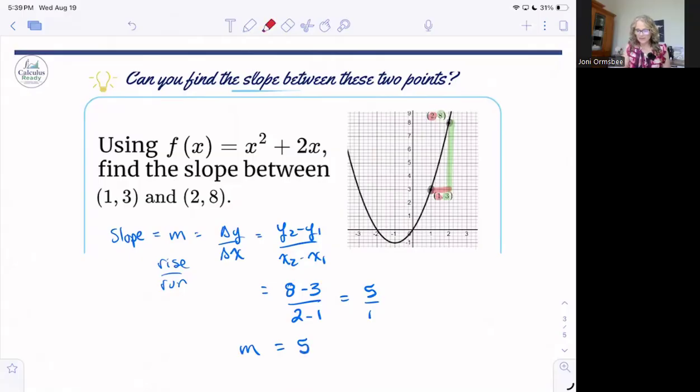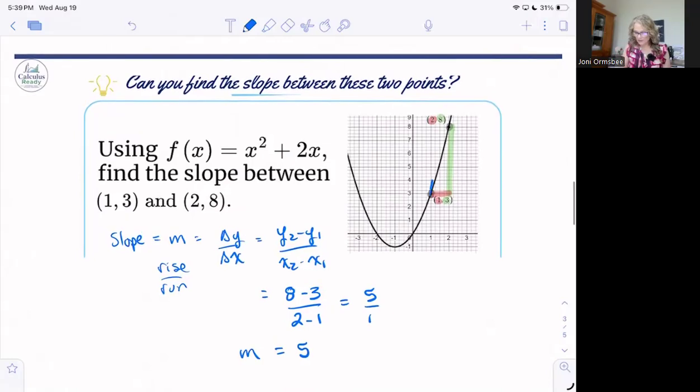So that is the steepness, if you want to say that, between these 2 points. So if you took a line or a segment and you connected it, the slope of this, connecting these 2 points here, would be the rise over the run, or the change in y over the change in x.